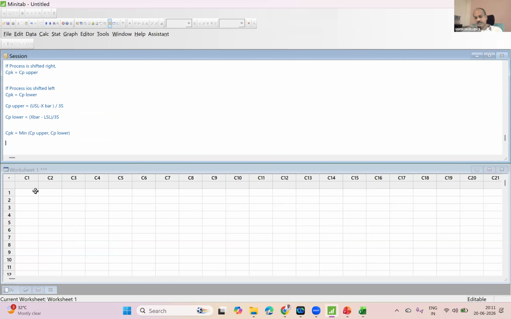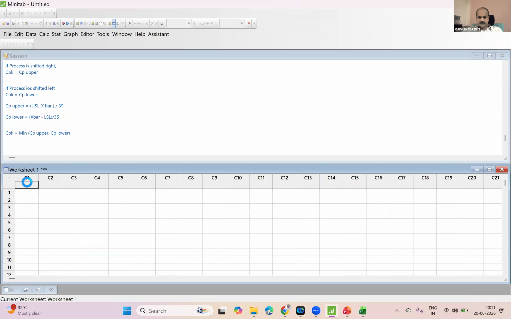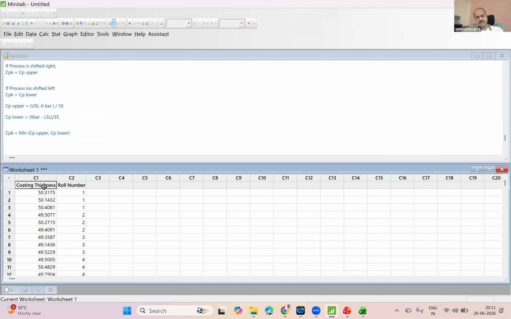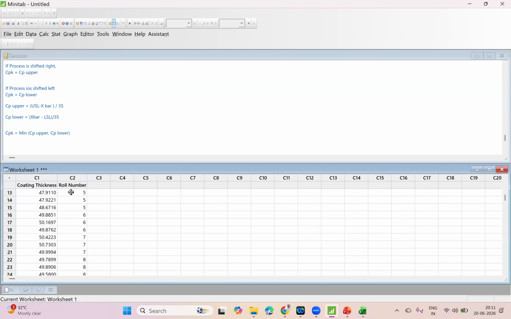Now I am going to Minitab. I place the data points here in the Minitab. Are you seeing, all of you? Coating thickness is in column 1. The roll number is in column 2. How many times samples are taken? 25 times. And every time we have taken 3 samples.